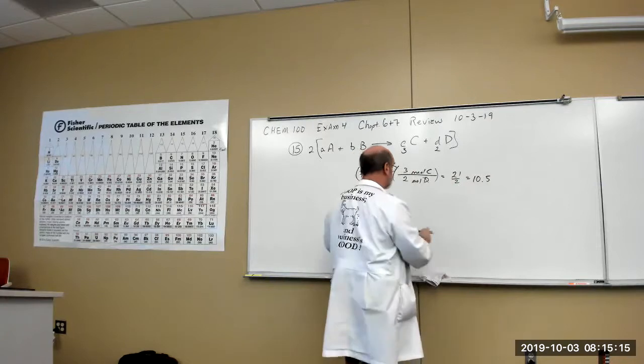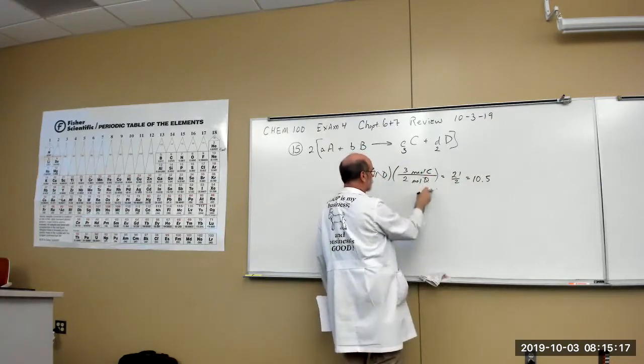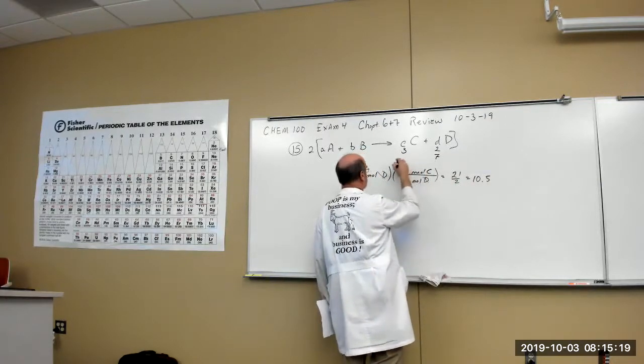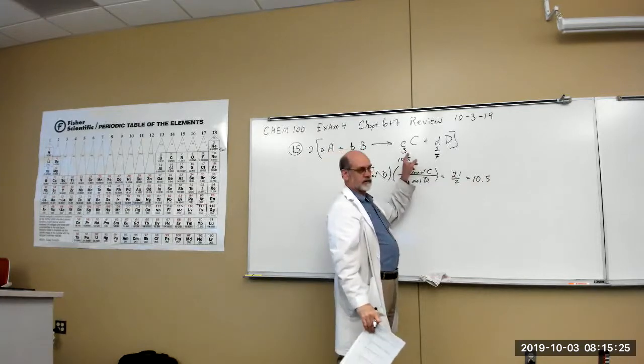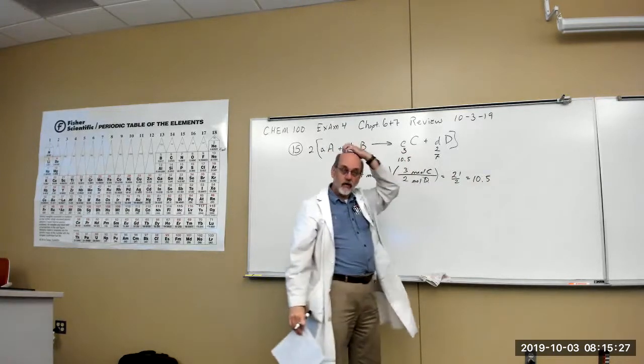It's how many moles of C you would have. If you start off with 7 here, then you have 10.5 there. The ratio is the same. It's always the same once the equation is balanced.